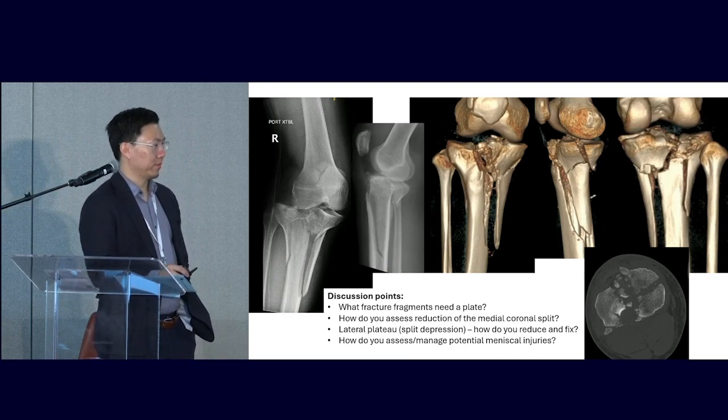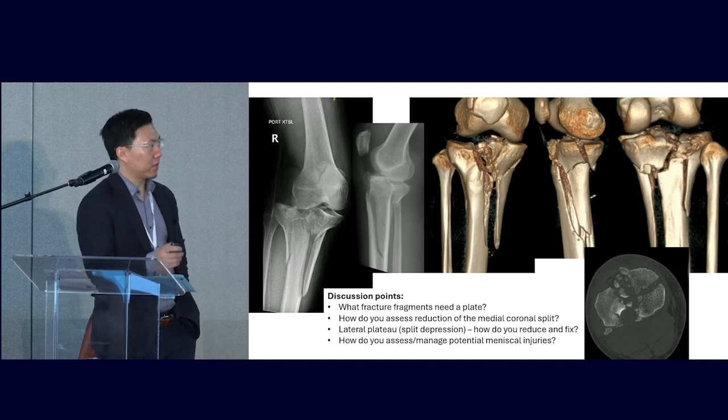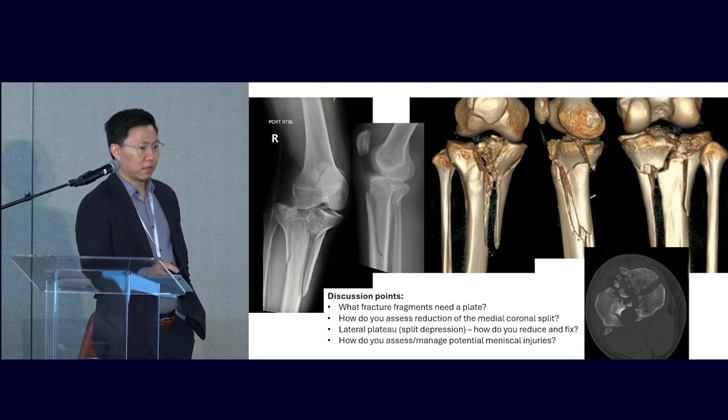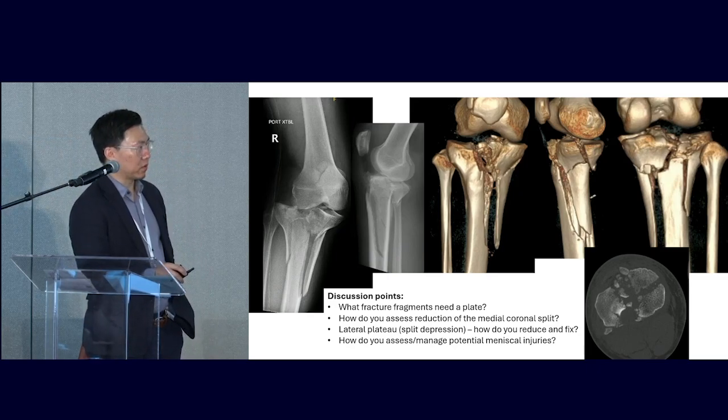That's a good point. Okay. And what do we get? Yeah, and then another discussion point is the approaches. In how I think about this, for bicondylar fractures, usually we start on the medial side. Looking at the medial side, there's a lot of comminution.